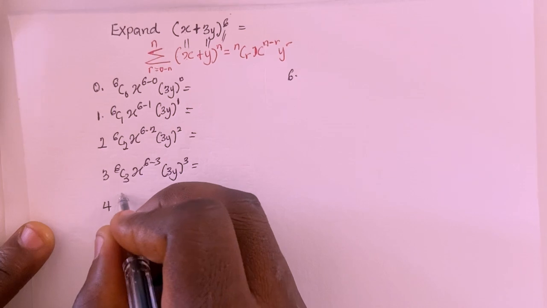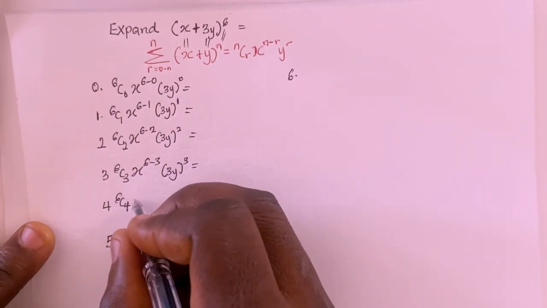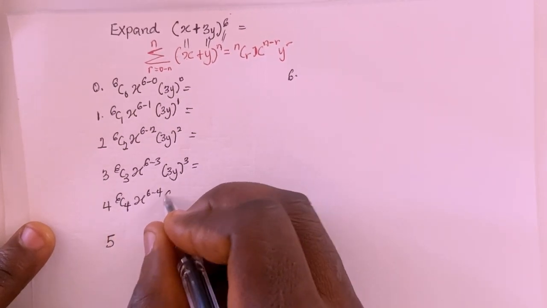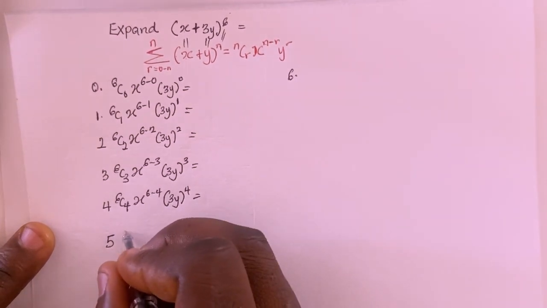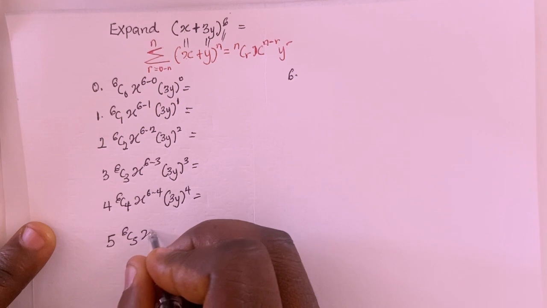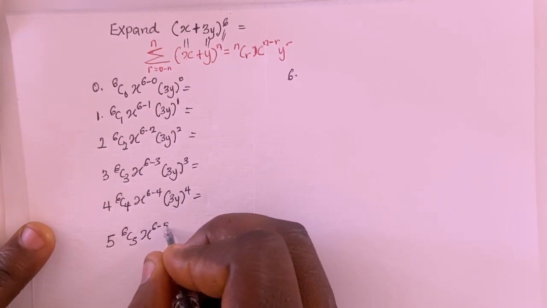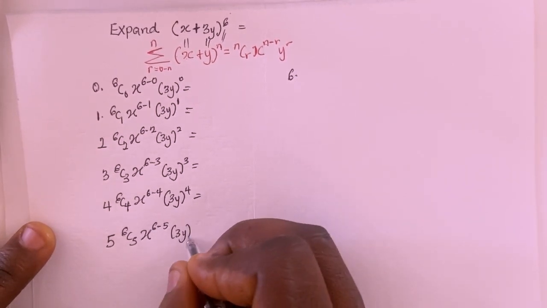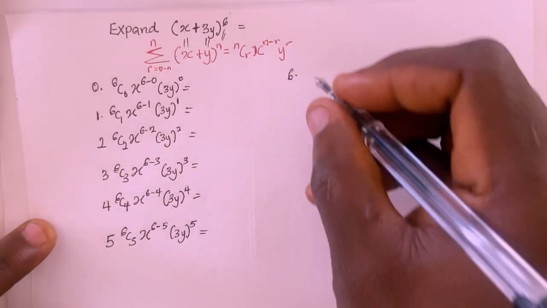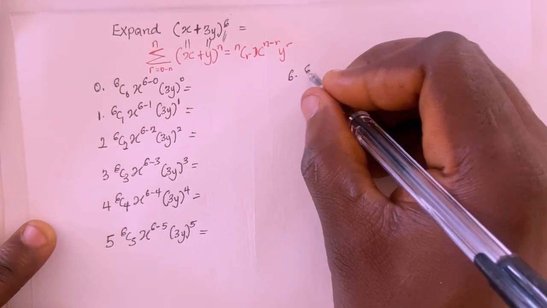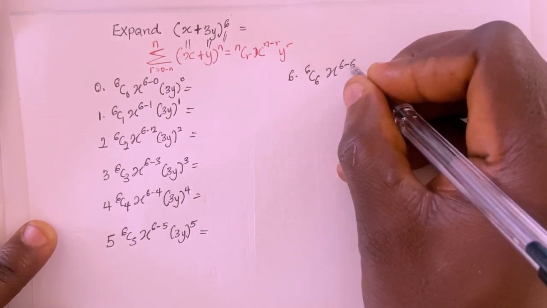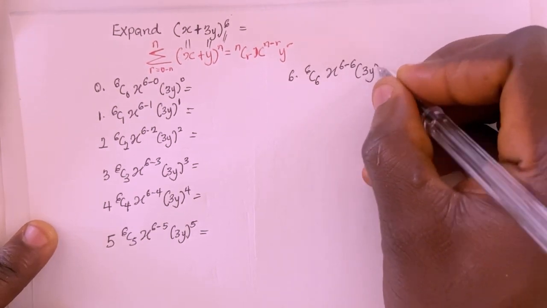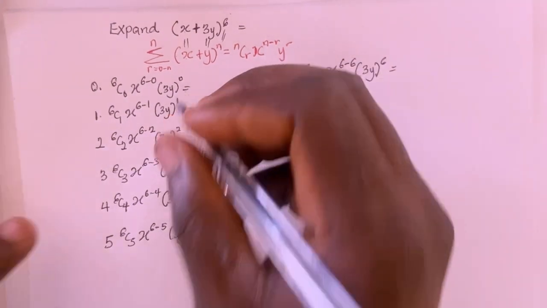Then followed by 6 combination 4, x to the power 6 minus 4, and 3y to the power of 4. Then 6 combination 5, x to the power 6 minus 5, 3y to the power of 5. Then 6 combination 6, x to the power 6 minus 6, and 3y to the power of 6. So let me simplify this expression further.